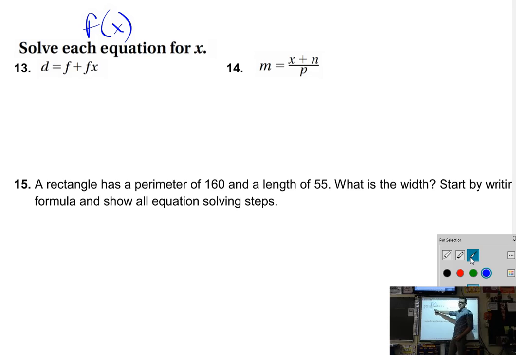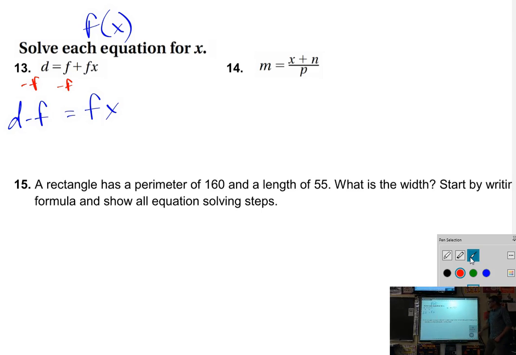So the first thing I need to get rid of is the value that is not directly attached to x. Through arithmetic, addition or subtraction, this f is able to be gotten rid of or moved to the other side. So I am just going to subtract f from both sides. Think about what a value for f might be. If f was 3, this would be 3 plus 3x, which have nothing to do with each other. One's constant, one's variable. So when I subtract that, on my left-hand side, I can't combine the d and the f, so I get d minus f equals fx.